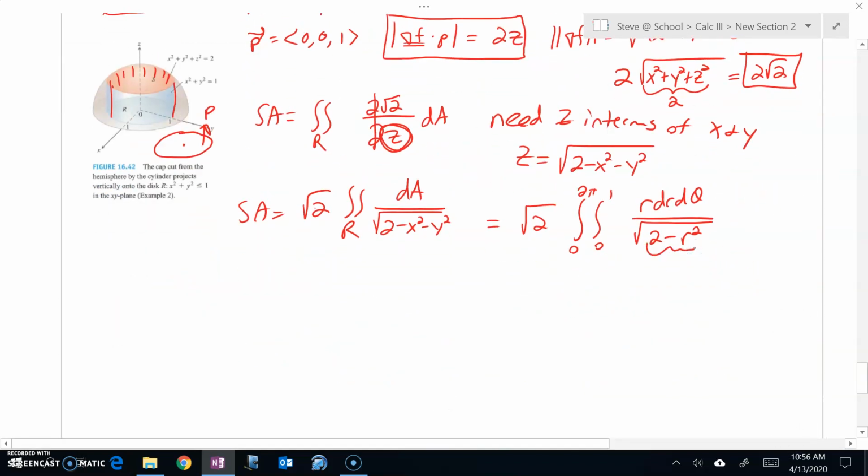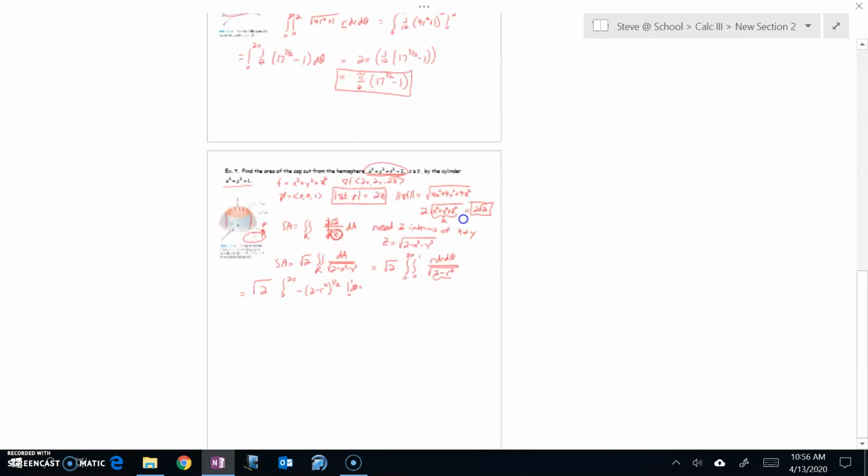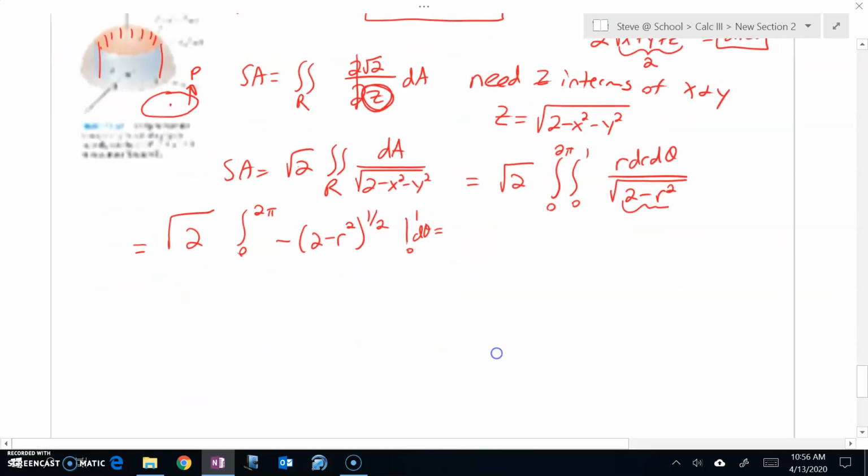What ends up happening is that when you do the integral, you get root 2 times the integral from 0 to 2 pi, and then this becomes negative 2 minus r squared to the positive 1/2 when you integrate it. And we're evaluating that from 0 to 1. And then there's still a d theta. So I kind of skipped some steps there, but that's where it went.